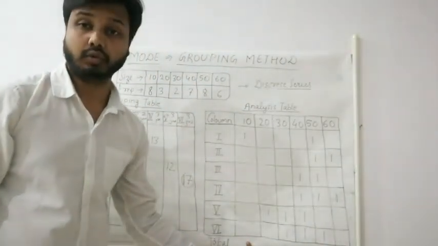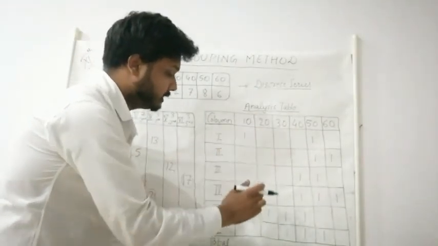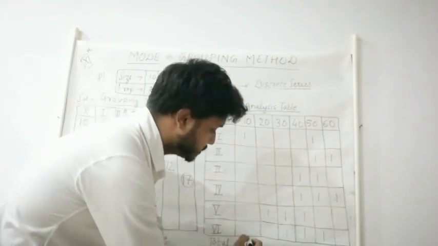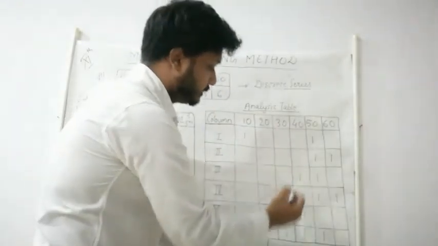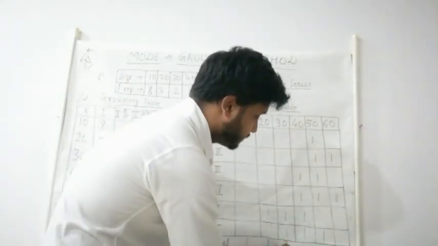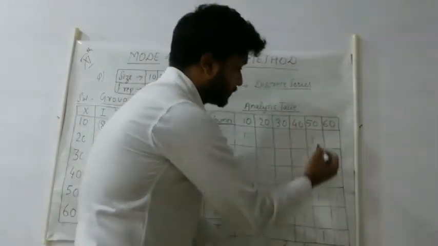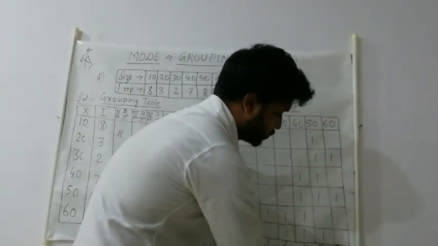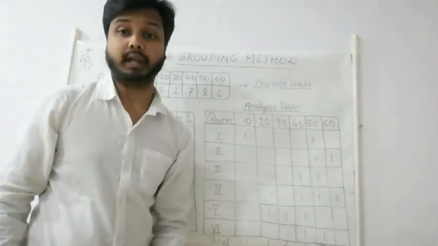Now what we will have to do is total this. For example, 10, how many times has it been marked? Only one time. So write here 1. 20, this is also one time. 30, this is 2 times. 40, it is 1, 2, 3 and 4 times. 50, it is 5 times, and 60 is 2 times. So we can see that 50 has occurred most frequently, 5 times here.